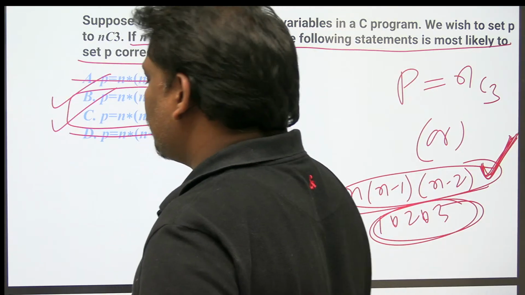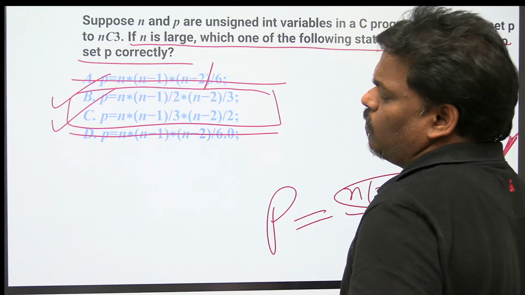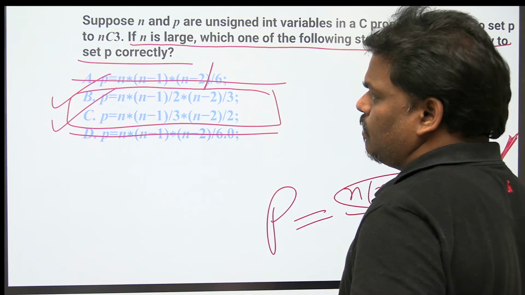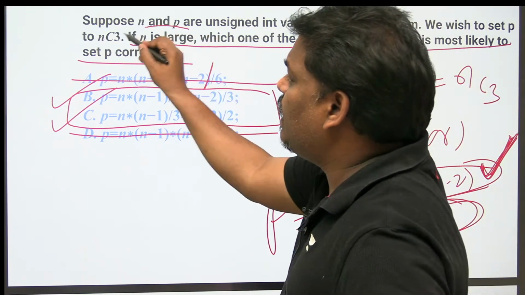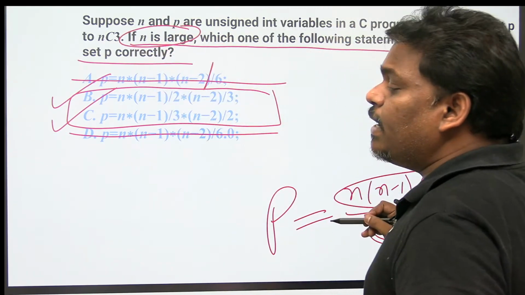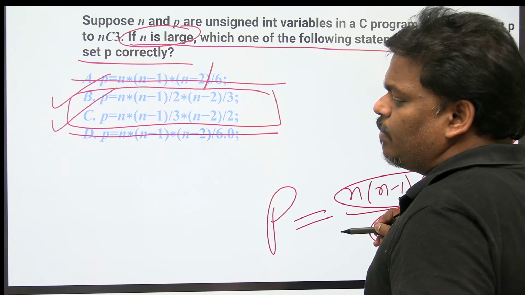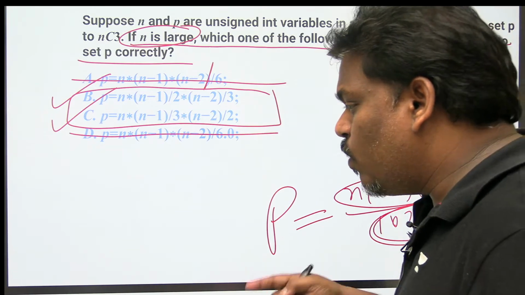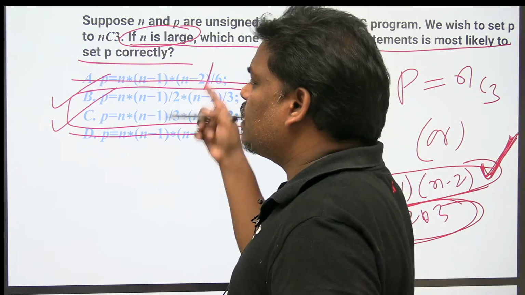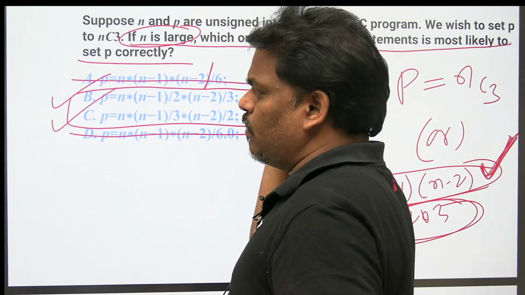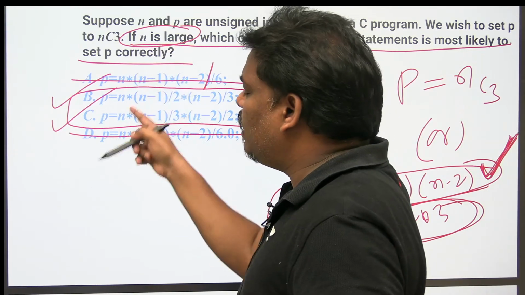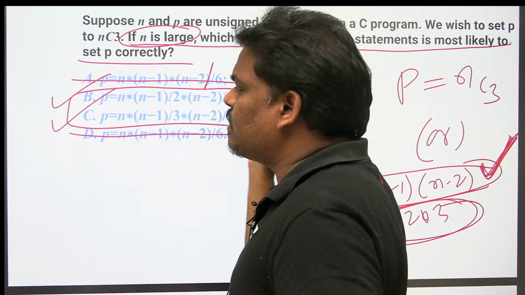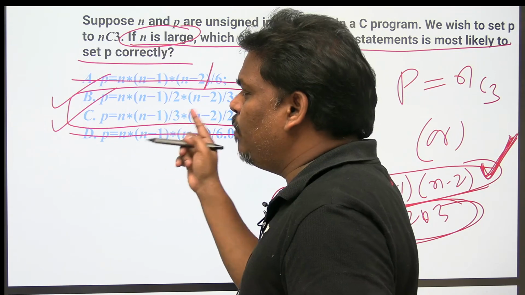A and B, no. Actually all are correct, because n is very large, right? I think A, D cancel. So I'm thinking that B and C are mostly the right answers. If I want to go further, the actual answer is all. Because n is large, A, D cancel. Now the answer looks like B and C.